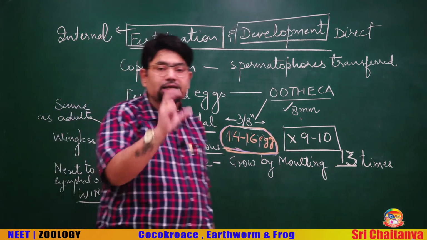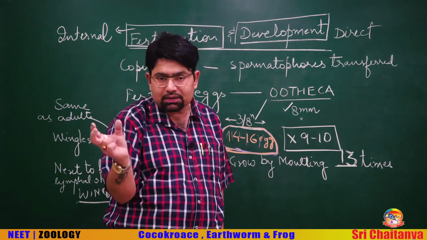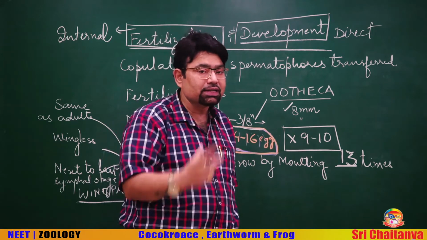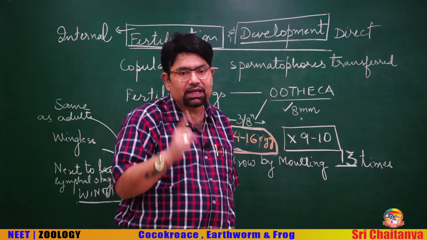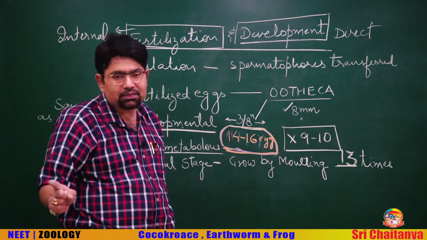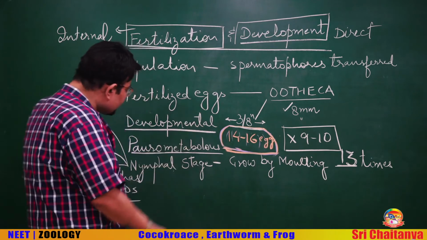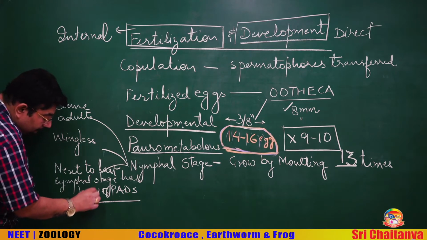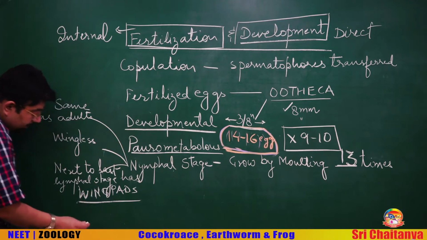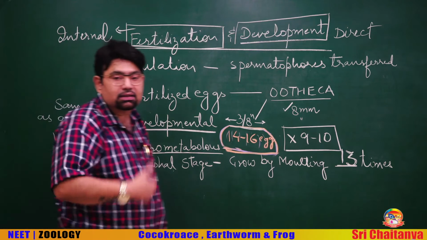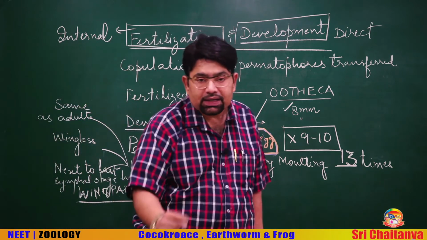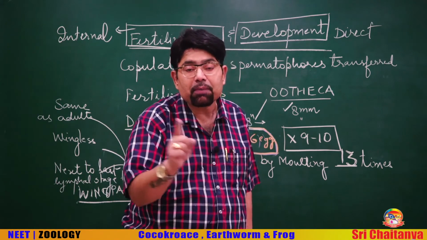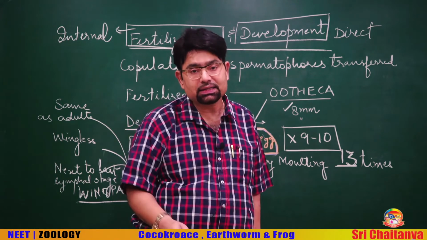As I told you, the nymph and the adults are similar, except for one point. Nymphs don't have wings, they are wingless. They don't have wings, but they may have wing pads. Now remember that the nymphal stage next to the last may have wing pads, not wings, wing pads.